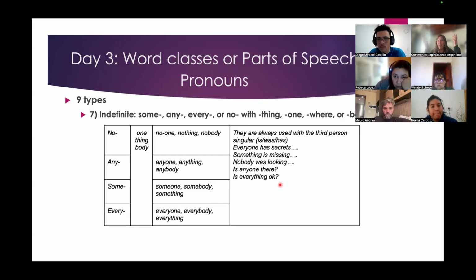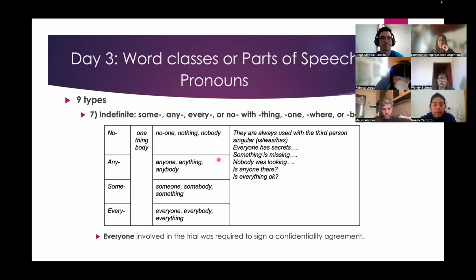Everything, todo, may seem as a plural. But in Spanish, we also say it in singular. ¿Está todo bien? Is everything okay? It's a singular thing, right? Is everything okay? And we will use nothing, everything, everyone. Everyone should be involved. We will use these kinds of pronouns frequently in our writing and in our communication mostly.